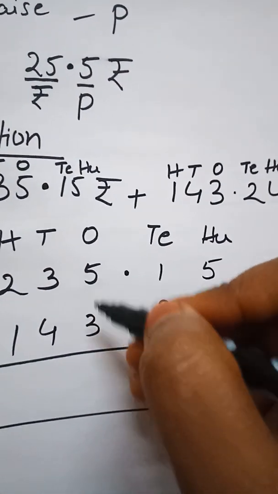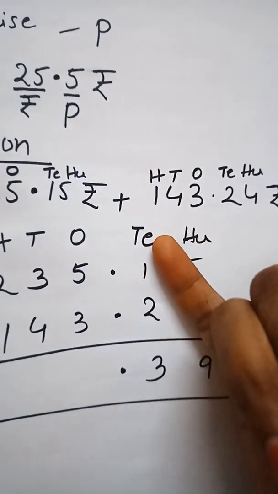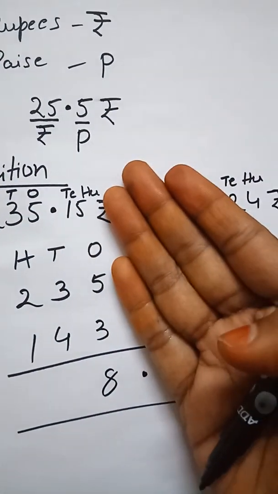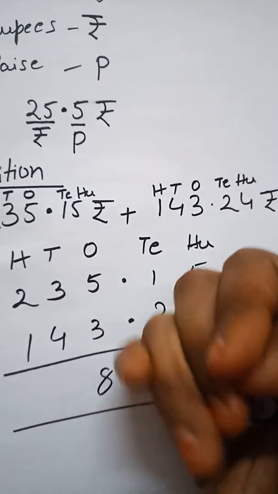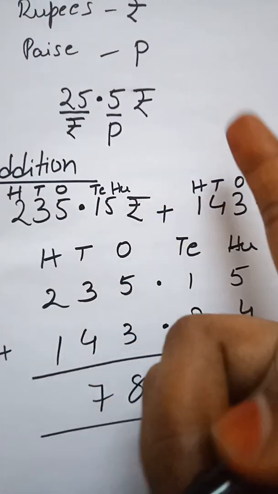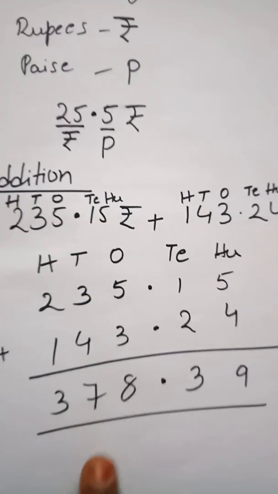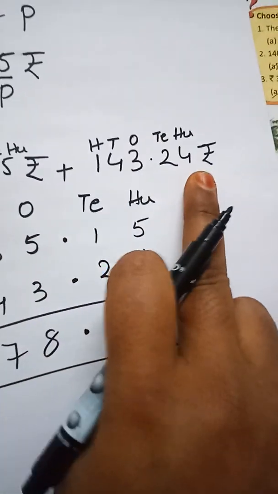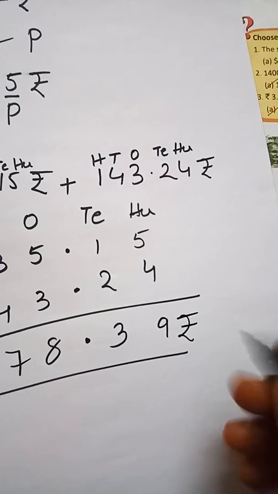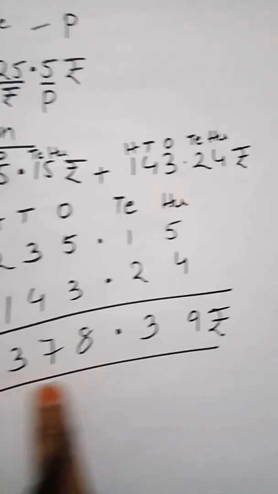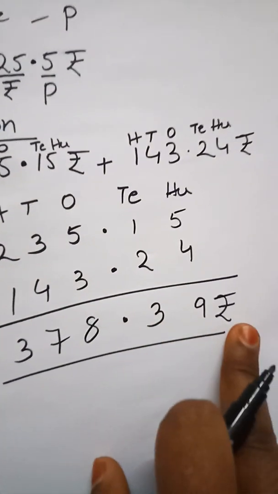5 plus 3. Keep 5 in mind, take 3 fingers. After 5: 6, 7, 8. Next, tens. 3 plus 4. Keep 3 in mind, take 4 fingers. After 3: 4, 5, 6, 7. Next, 2 plus 1. Keep 2 in mind, take 1 finger. After 2: 3. So the answer is 378.39. What is the symbol we have to write here? Rupees. This symbol is very important. We should not forget to write these symbols, either rupees or pies. So 378.39 rupees is the answer.